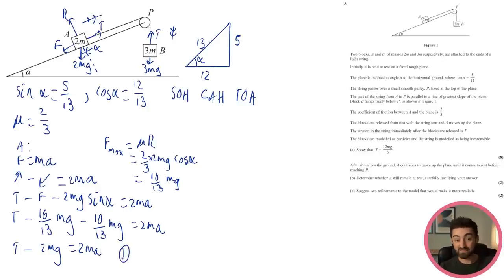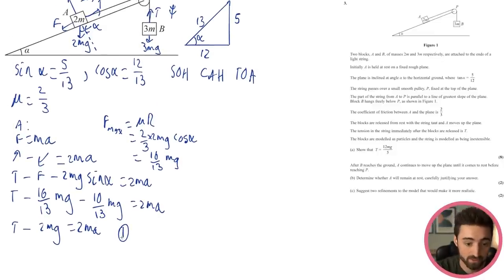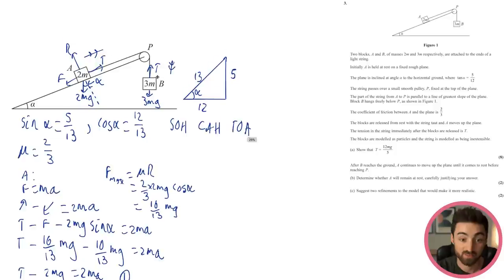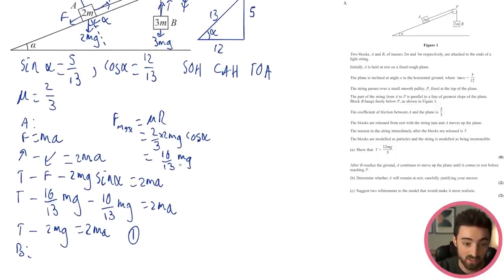Let's do the same for B, which is going to be a bit less work. And then we're just going to get T, right? So let's have a look at B. For B, again, F equals ma. This time it's going to be down take away up because the particle is accelerating downwards. So everything taking it down is going to be 3mg minus T. That's the only thing taking it up, is equal to ma. It's m is 3m times a. Much easier that time, right?